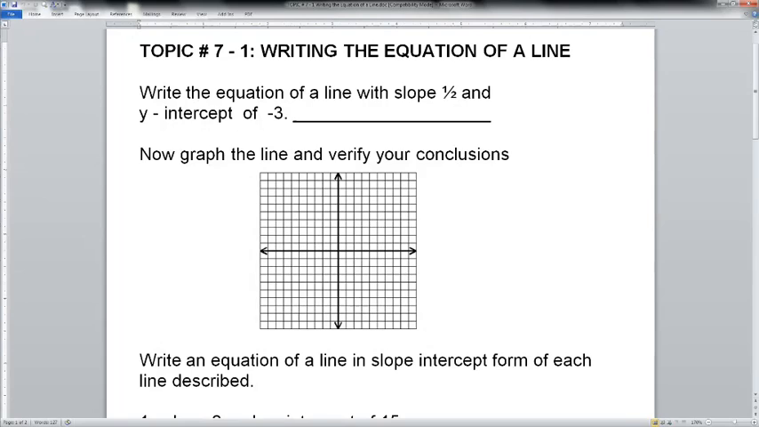So let's go ahead and get started. Write the equation of the line with a slope of 1/2 and a y-intercept of -3. Well, you guys already are pretty good at this. We already know that when we talk about slope, this is our m, which is a half, and we know that our b, our y-intercept, is -3. And so when we put these together, we're going to do y equals mx plus b.